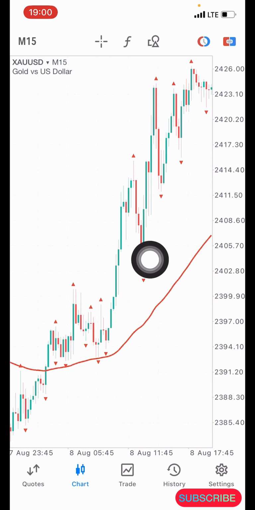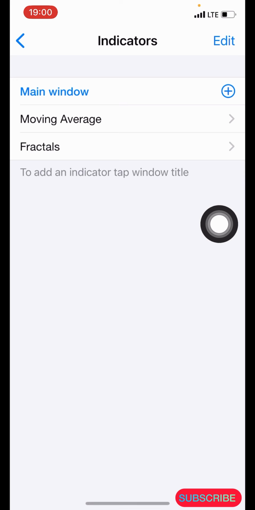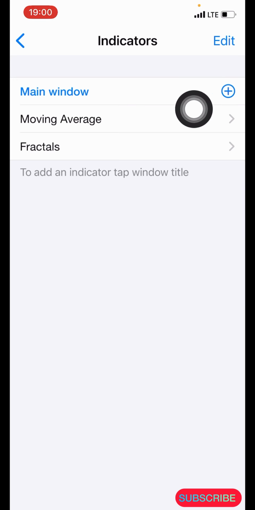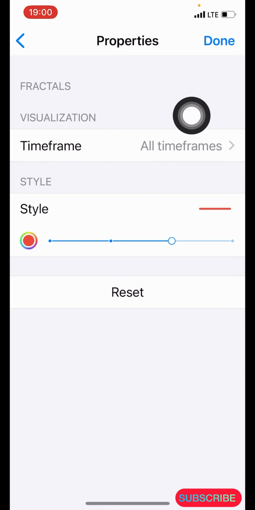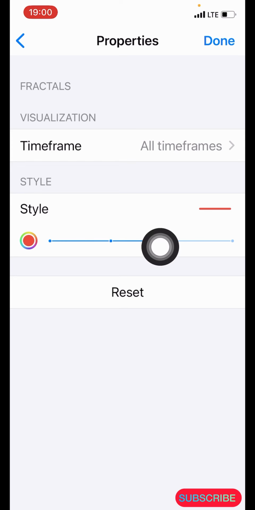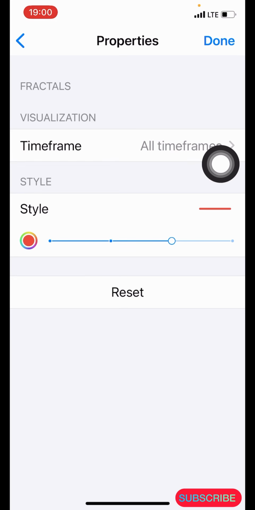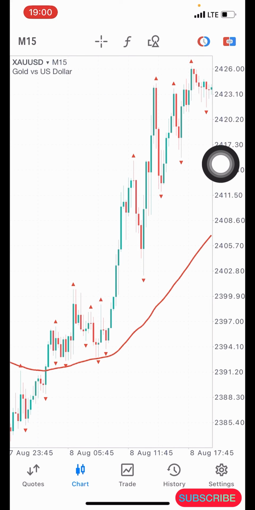Now for the fractals here, you have to click on this plus icon again, then you search for fractal. So this is the settings for it. You can use the default setting and you can use any color of your choice. After that, you click on done, and that is all for the setup. Now this is how the strategy works. Like I earlier said, it's a breakout structure strategy.